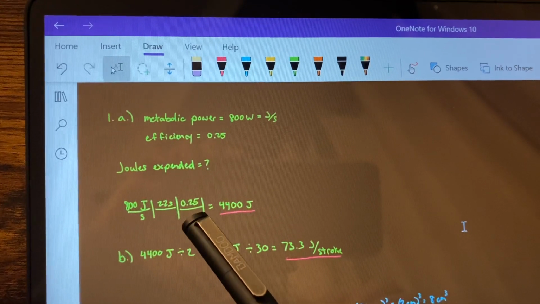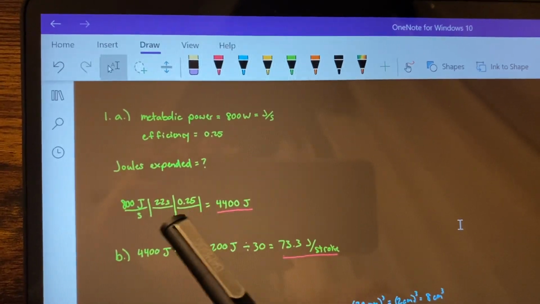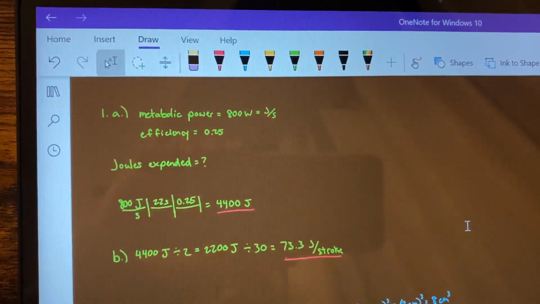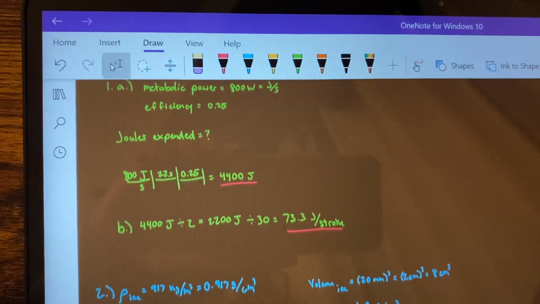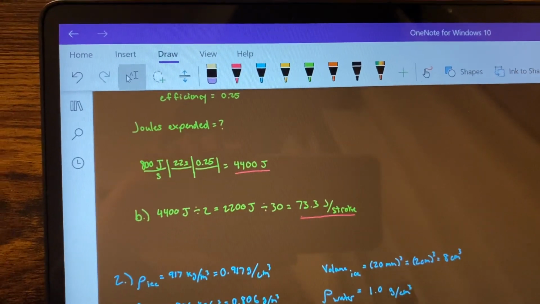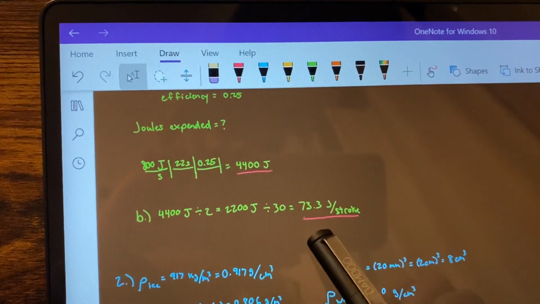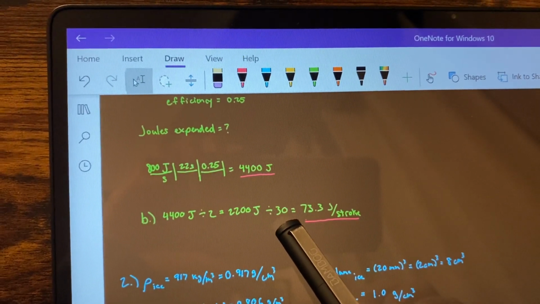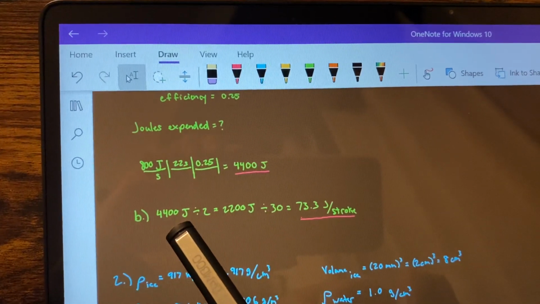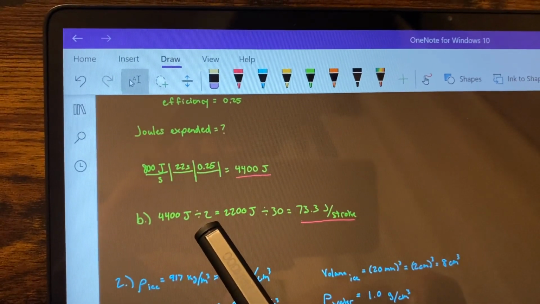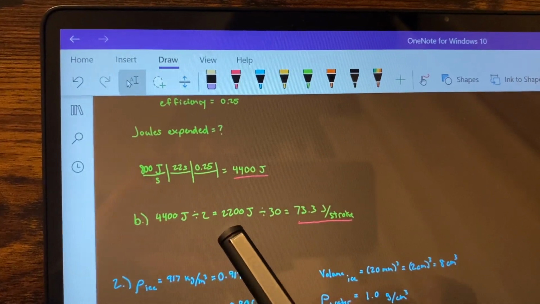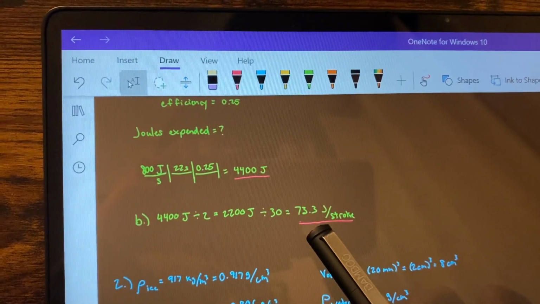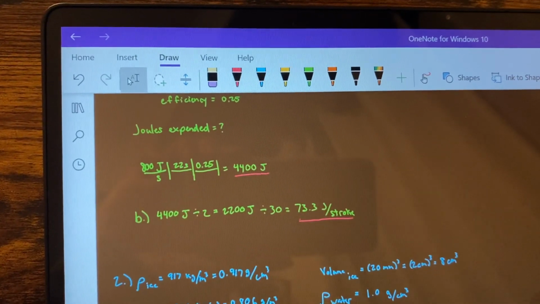Seconds cancel. They're doing it at 25% efficiency, and so you multiply across and you get 4,400 joules used to cross the pool. And then to find out per stroke, we knew that it was taking about 30 strokes to go that distance. We take the amount of joules, divide by 2, because we know that half of the energy is being used in the arms. Get 2,200 joules, divide it by 30 strokes, and it's about 73.3 joules per stroke.